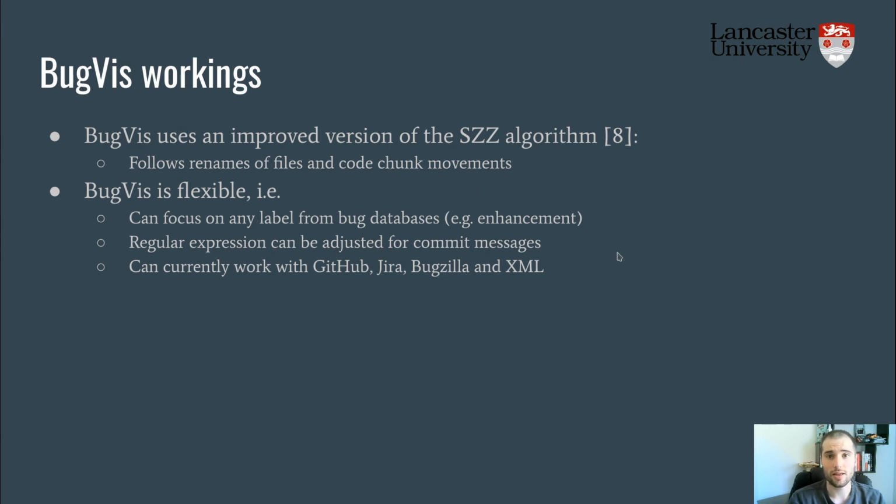Regular expression is modifiable, so it can be adjusted for commit messages. If somebody is focused on bugs, the regular expression is going to include words such as fix or fixes, but it can also be adjusted for anything else. Currently it can support several different bug databases such as GitHub, Jira, Bugzilla, and XML.